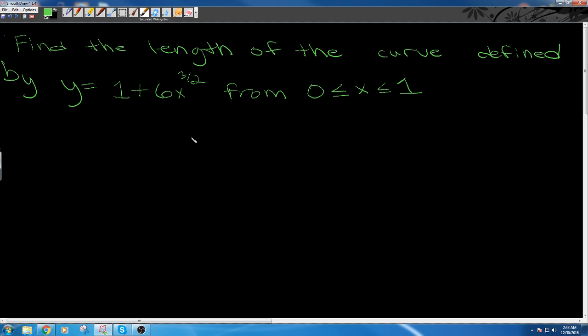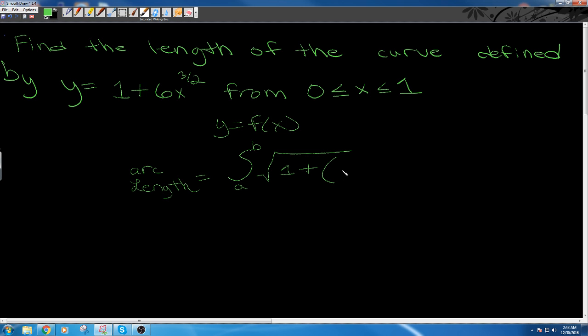So basically, when you do this, you have to use the formula called the arc length formula. It says that if the equation is y equals f of x, then from the limits a to b, the length L equals the integral of the square root of 1 plus dy over dx squared, dx. This is the formula.